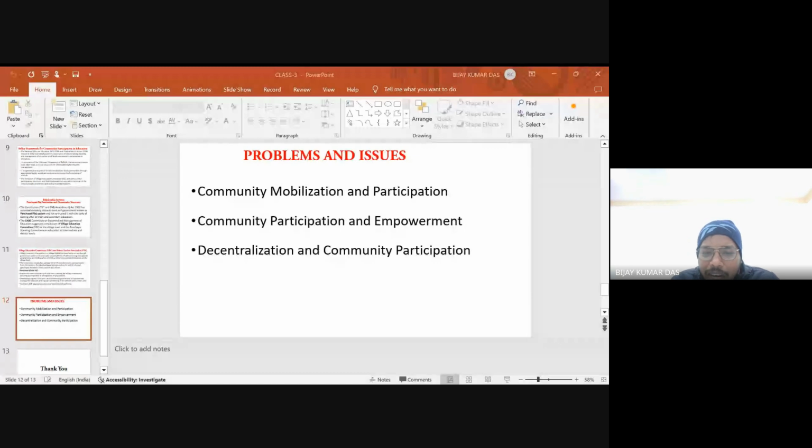So for mobilizing these communities, several strategies have been formulated by whom? By the government of Odisha or India. Formulated, implemented, and some programs are also under implementation. Some are also being planned, formulated and implemented under different programs.